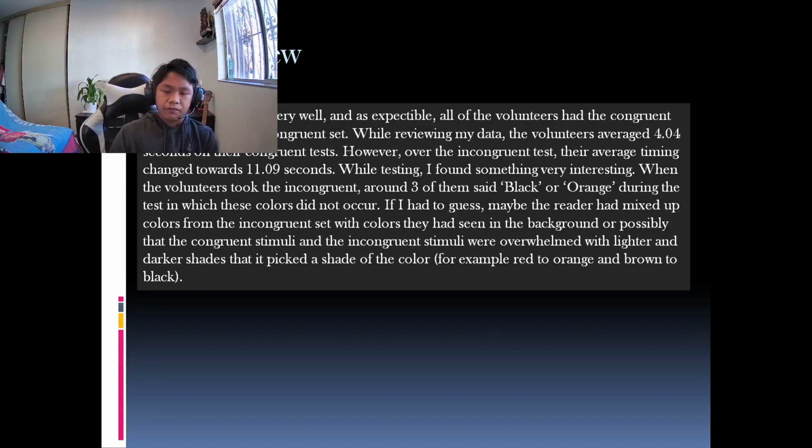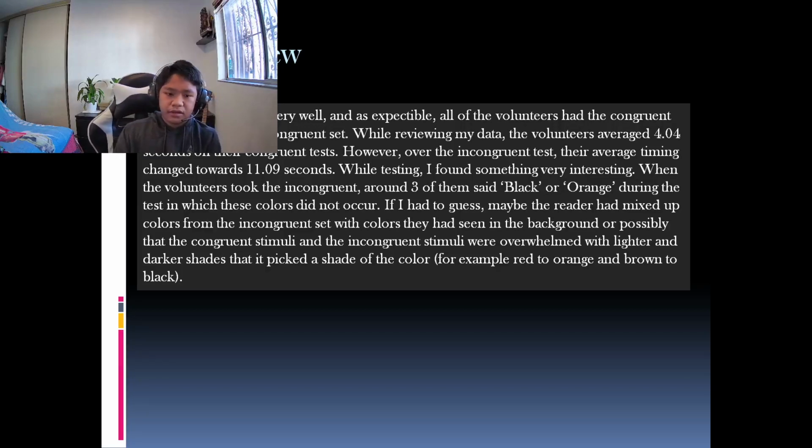My experiment went very well, and as expected, all of my volunteers found the congruent set easier than the incongruent set. While reviewing my data, the volunteers averaged around 4.4 seconds on their congruent tests. However, on their incongruent set, their average timing changed to 11.09 seconds.